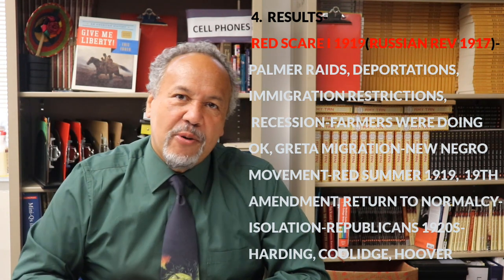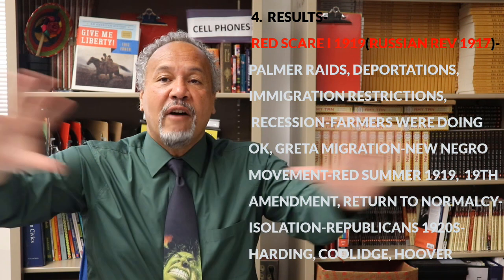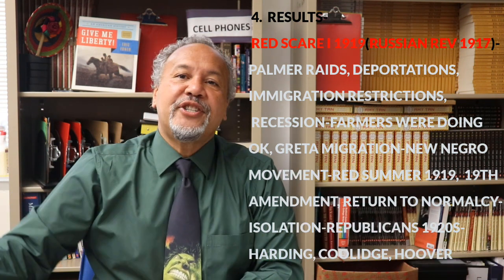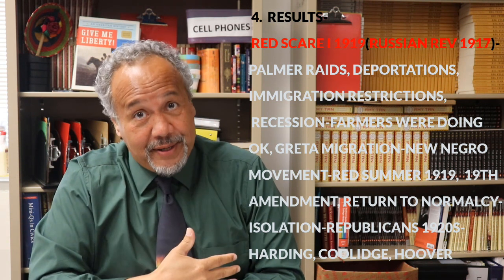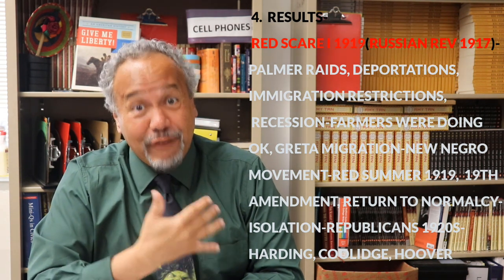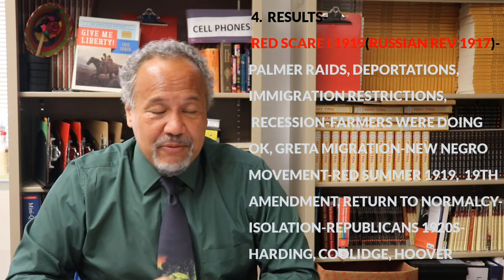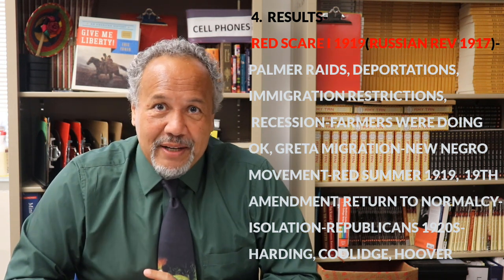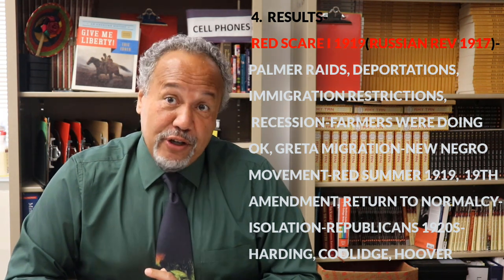A return to normalcy: Harding said, forget all this progressive stuff, government involvement. Let's just get back to neutrality. Let's get back to America first. And that was his campaign slogan, which is not even a word, but again, it's very catchy. Very good to defeat the Democrats.